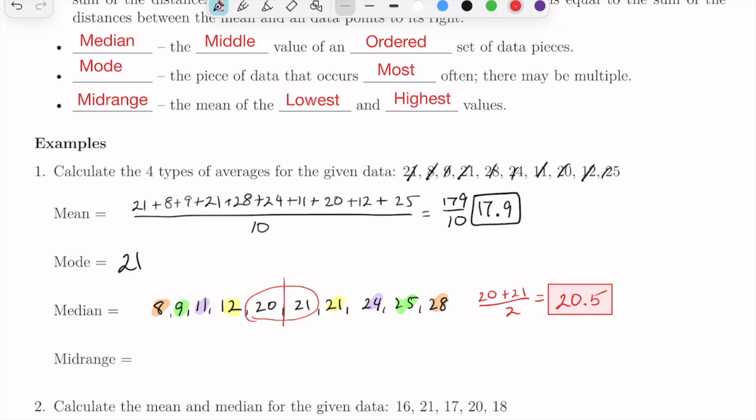Yes, your median can be a number that's not in this data set. 20.5 is just exactly halfway between 20 and 21. Lastly, the mid-range is what we get when we take the littlest number plus the biggest number and divide it by 2. That's 36 over 2, or 18.